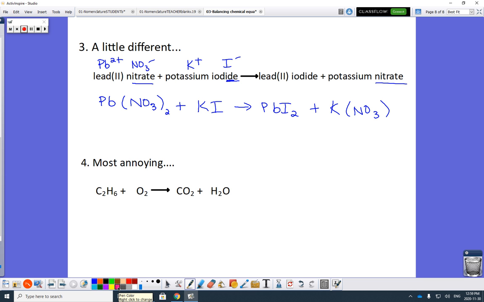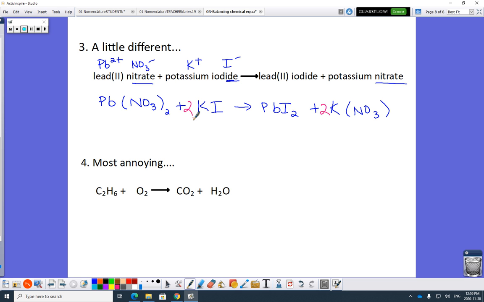So when you do this kind, it's like, oh my goodness, there's so many things, there's so many letters, and what I recommend that you do is look at this together. How many leads? 1, done. Nitrates, 2, 1, put a 2. K's, 1, 2, put a 2. I's, 2, oh, made it work.